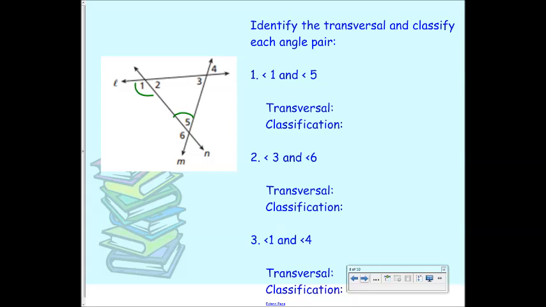Which is the transversal for 1 and 5? N. Why is it N? N touches both of them, right? So this one would have to be N. Okay, now, are they inside or outside of the other two lines? Inside. Are they on the same side or alternate sides? So these would be alternate interior because they are in between the other two lines, but on different sides. So I'm going to say that as alternate interior angles. AIA.